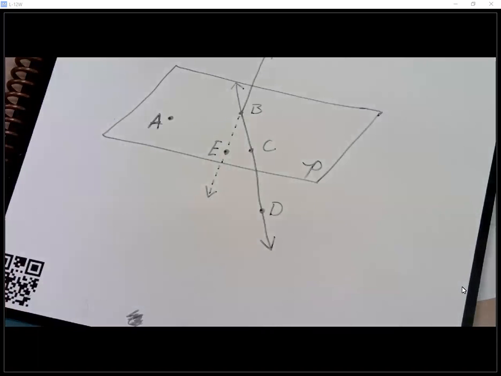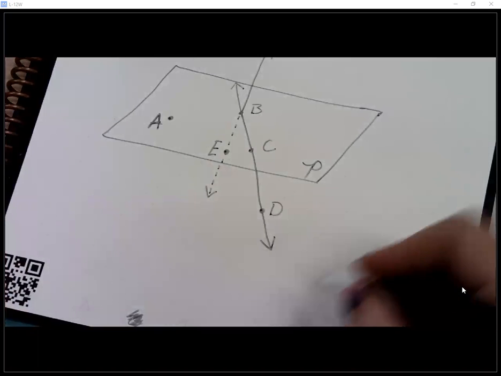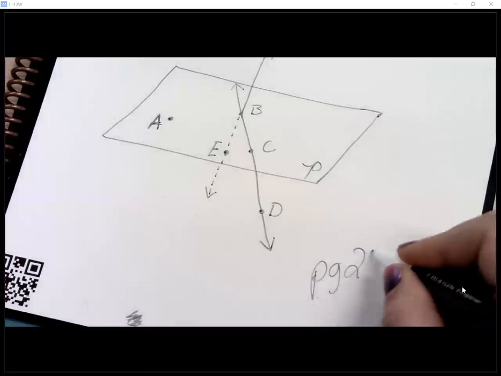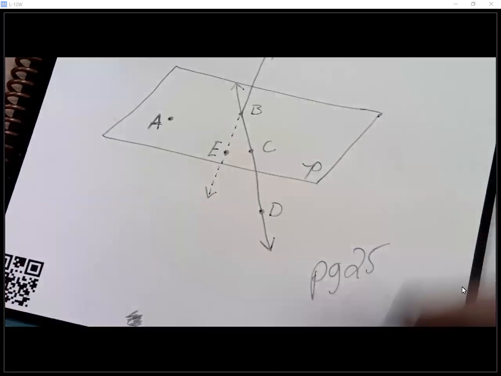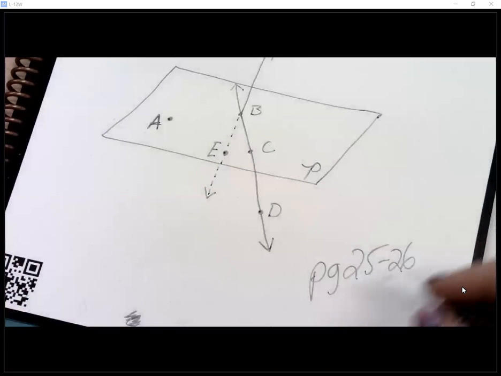Okay, let me give you your homework so you can get started on it. It's going to be page 25 to 26, numbers 13 to 19. That's it.